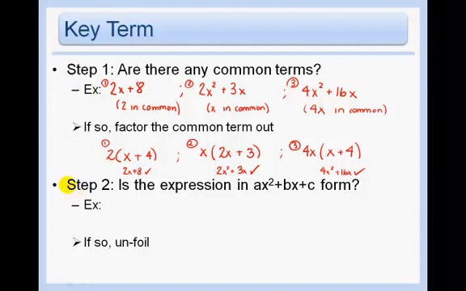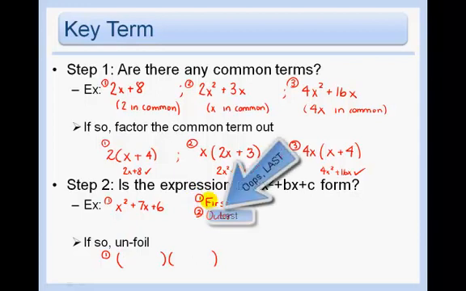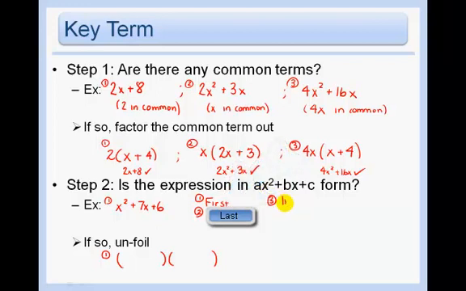The second step you'll ask yourself, is the expression in ax squared plus bx plus c form? So, for example, x squared plus 7x plus 6. In that case, if so, unfoil. So what I mean by that is unfoil means put your parentheses, then do your first. So our steps are first. Our second one is to do the outer. Then we do our inner. And then we do our signs. And I'm going to do this much slower in the next slide.